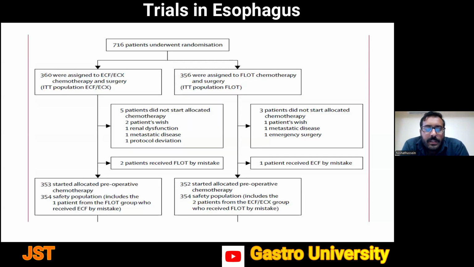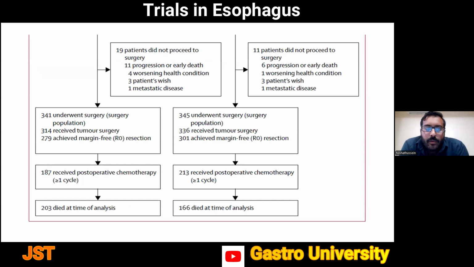So, on the randomization of patients, 716 patients were randomized either to the ECF-ECX group or the FLOT group, of which 354 patients in each group received perioperative chemotherapy. 19 patients in the ECF-ECX group did not proceed to surgery because 11 patients had progressed during the treatment or had died, 4 patients had worsening health condition, 3 patients opted out, and 1 had metastatic disease on the preoperative workup. 11 patients in the FLOT group did not proceed similarly to surgery because 6 of them had progression or early death, 1 had worsening condition, 3 patients had opted out, and 1 had metastatic disease.